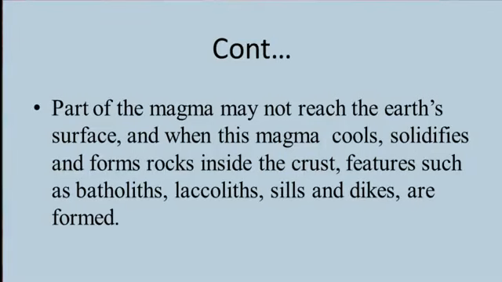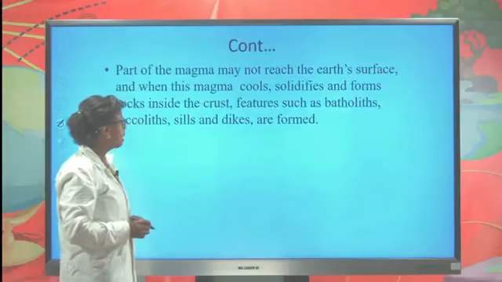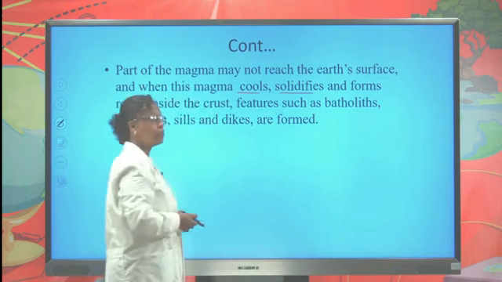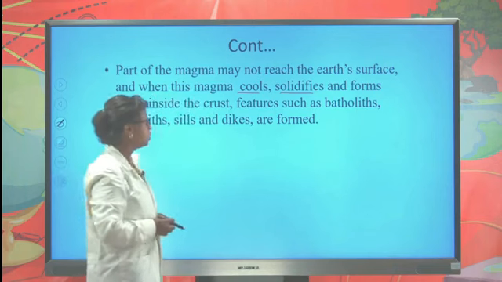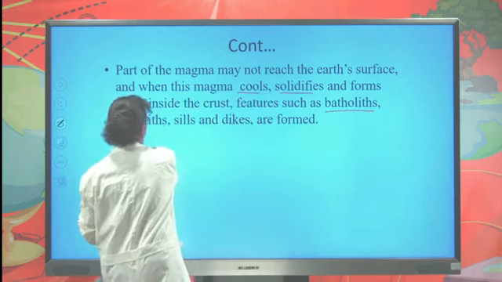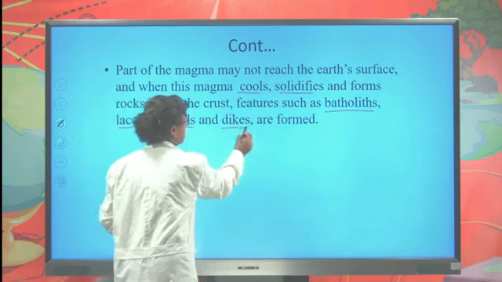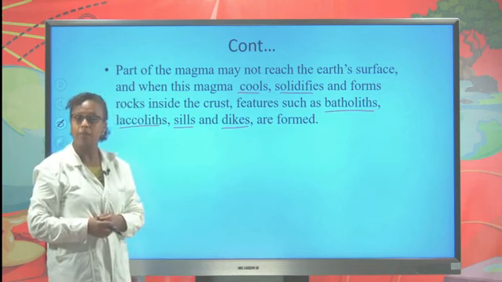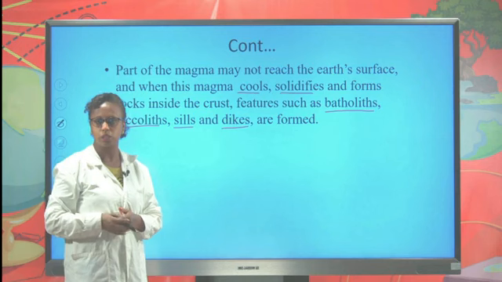Sometimes parts of the magma may not reach the surface of the earth. Instead, it becomes cool and solidified inside the crust of the earth. And it forms different features such as batholiths, laccoliths, sills, and dikes. These are the features which are formed when the magma solidifies inside the crust of the earth.